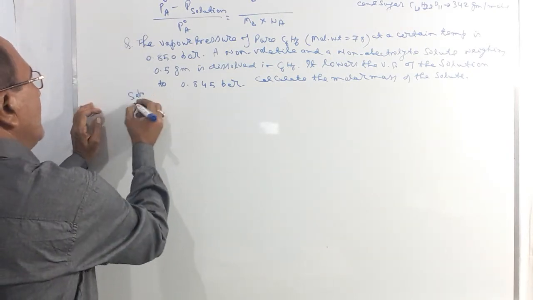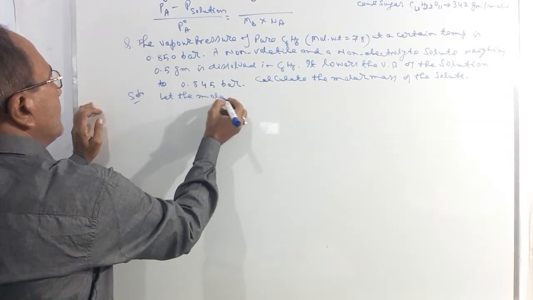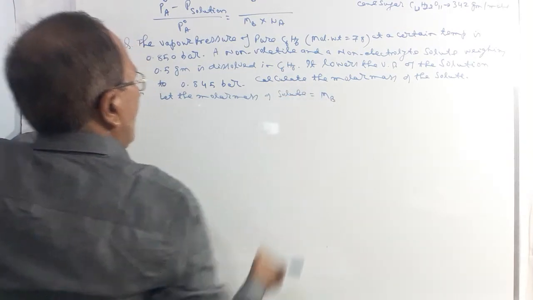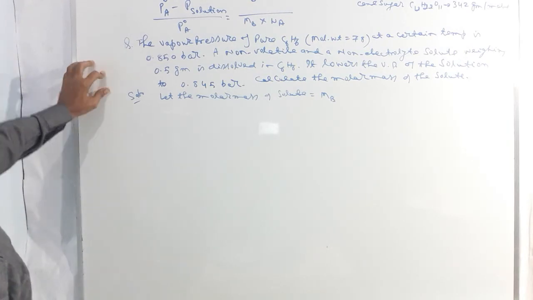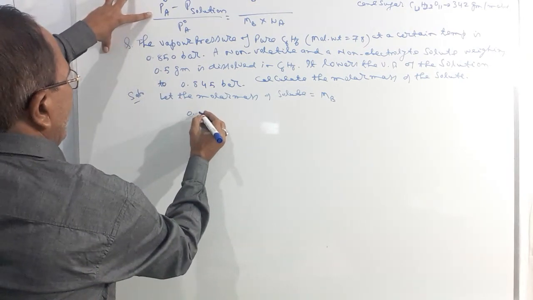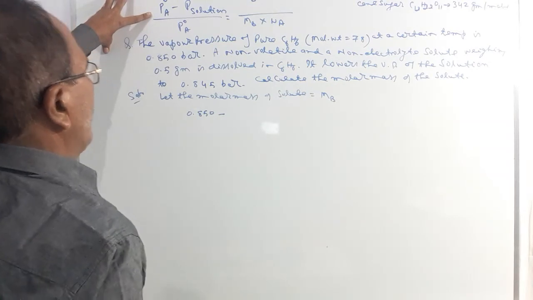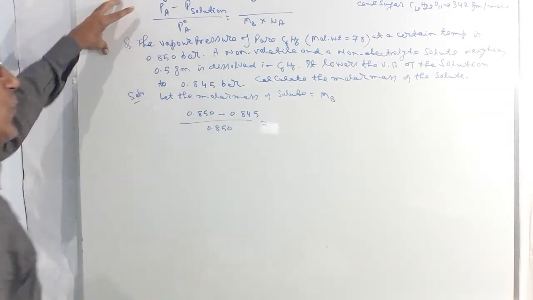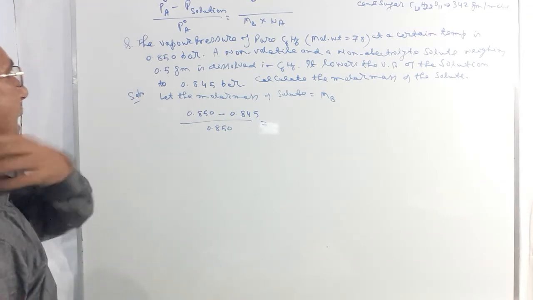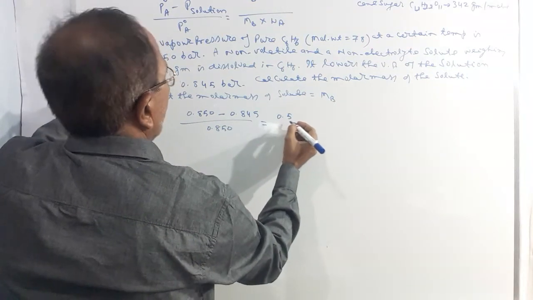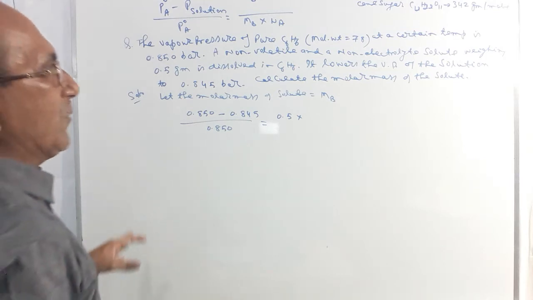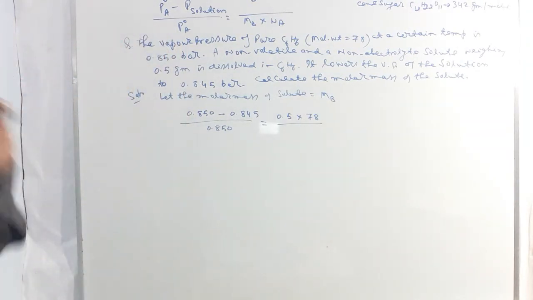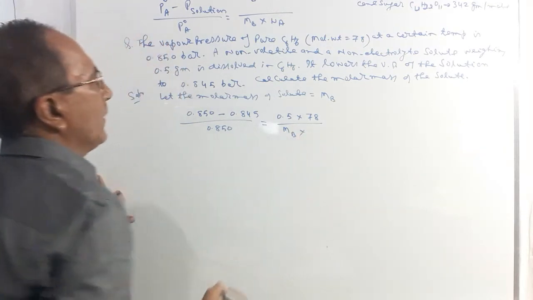Let the molar mass of solute be MB. प्योर स्टेट में दिस वाज 0.850, पी सॉल्यूशन का ये है 0.845. So 0.845 by 0.850 is equal to WB. वेट ऑफ द सॉल्यूट है 0.5 ग्राम into MA. मोलेकुलर मास ऑफ सॉल्वेंट है 78 divided by MB, मोलेकुलर मास ऑफ सॉल्यूट into WA.